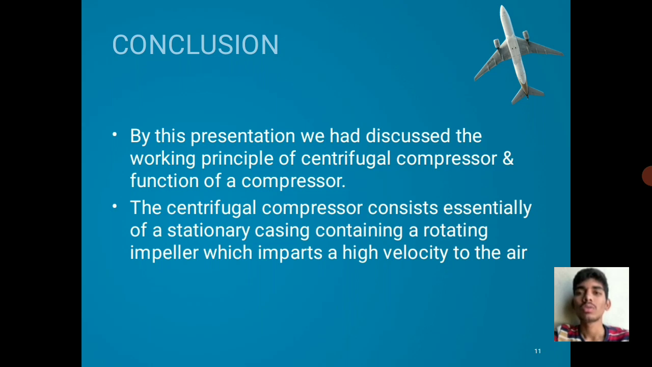In this presentation, we came across the working principle of the centrifugal compressor, and as students we can now understand what the main purpose of a centrifugal compressor, or of a compressor, is, and what phases we come across during the compression, that is, the increase of pressure, which is discussed in this presentation.